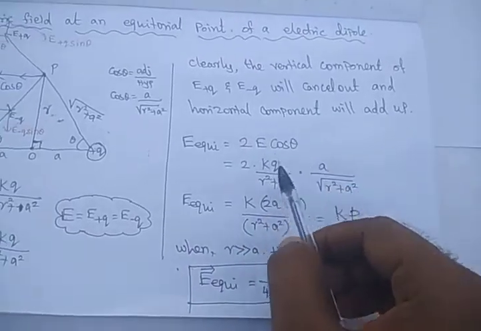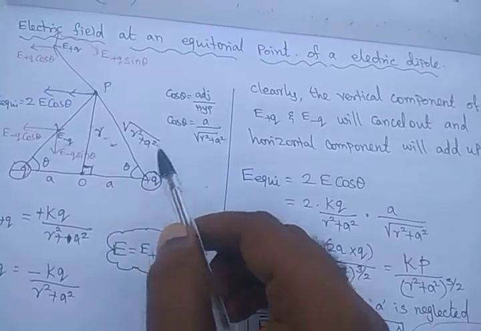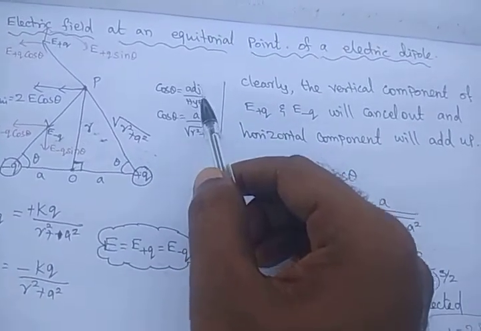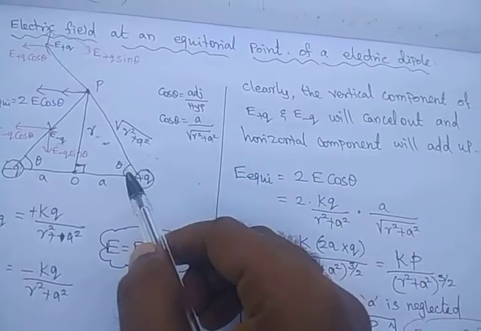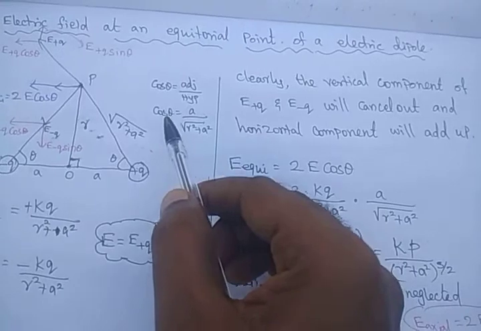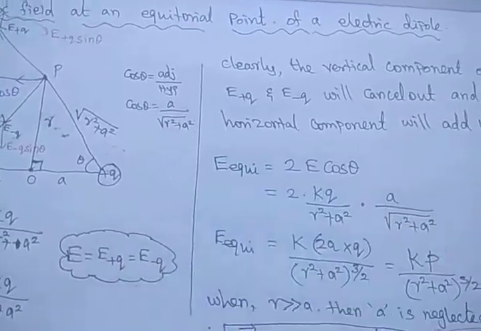So what is this cos theta? This is theta. So cos theta is, by the trigonometrical formula, adjacent side by hypotenuse. Which one is adjacent? This is the adjacent side. This is the hypotenuse side. We get the answer cos theta, which is equal to a by the root of r square plus a square.